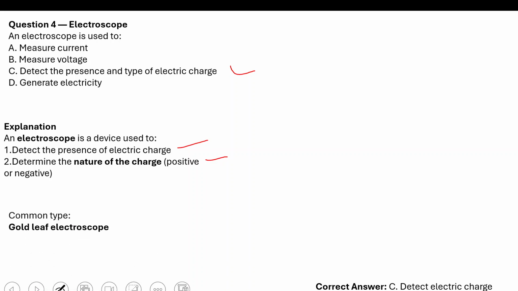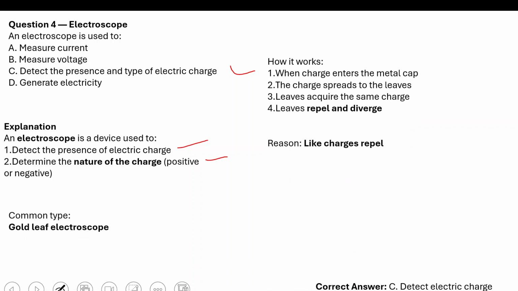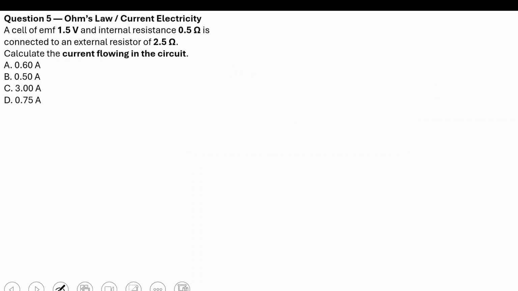Okay. So a common type of electroscope is the gold leaf electroscope. And how does it work? When a charge enters the metal cap, the charge spreads to the leaves. The leaves acquire the same charge. The leaves repel and diverge. So like charges repel. That is why there is a divergence or repulsion.